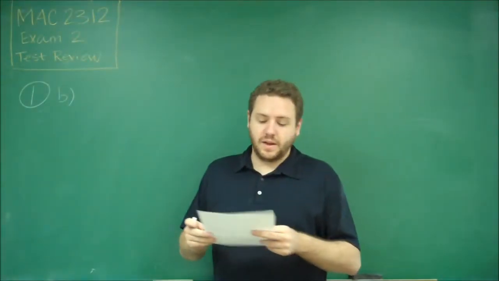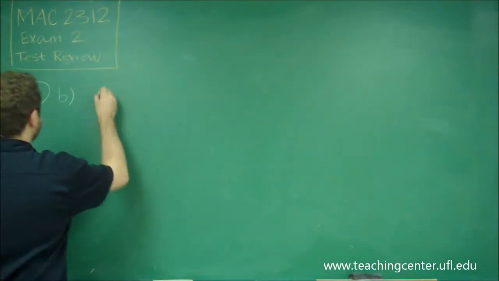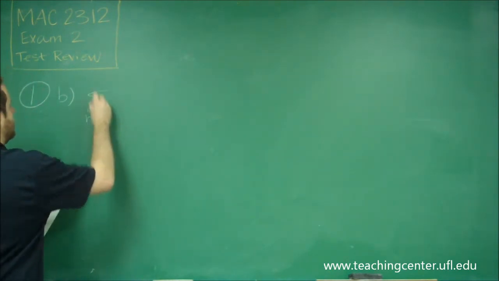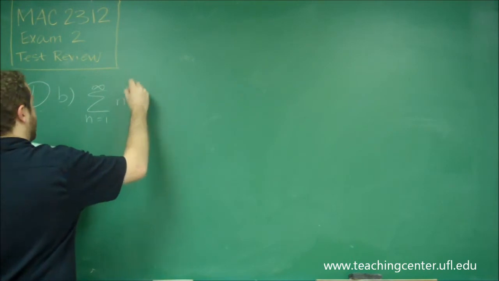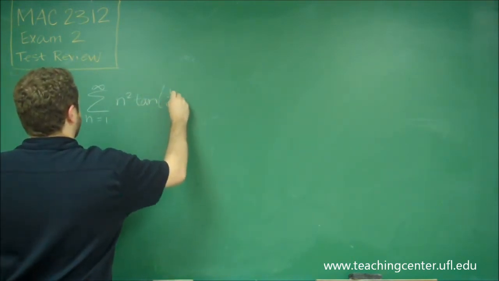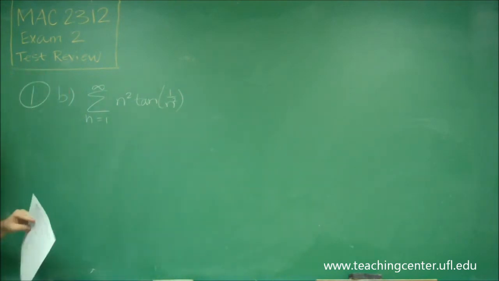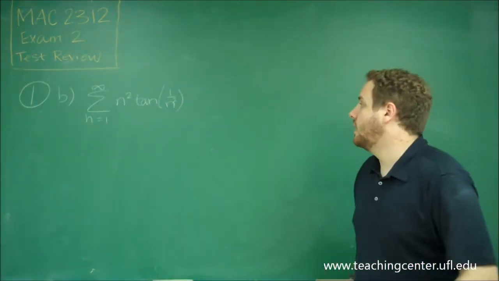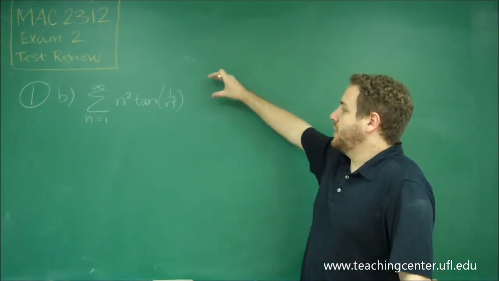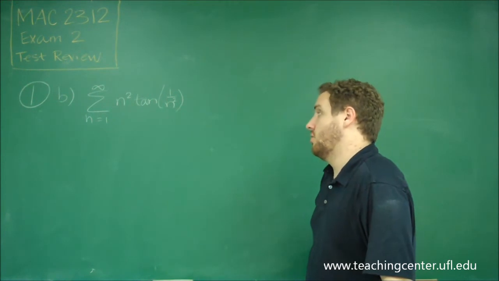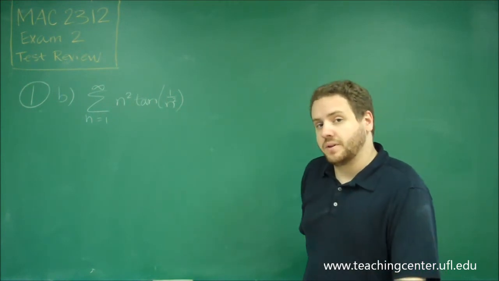Problem 1b, again we're testing for convergence or divergence. And our series is the sum from n equals 1 to infinity of n squared tan(1 over n squared). Alright, so at the onset of this problem, this might look a little difficult because you don't really have anything to compare this to by comparison tests, or at least not something that's immediately obvious.